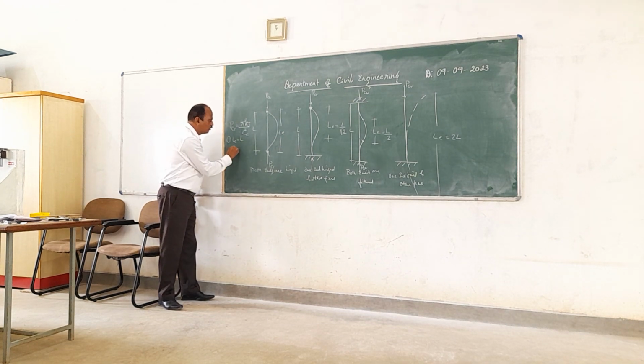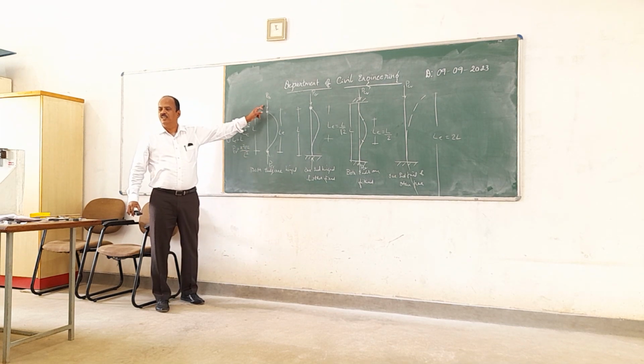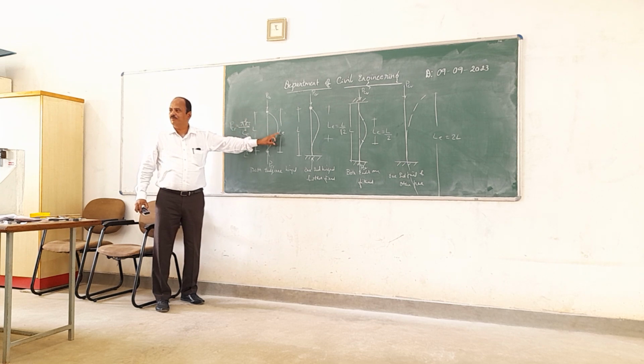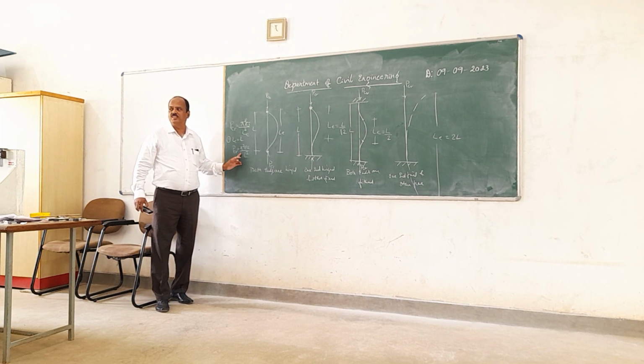Then what's the expression you are going to get? PCR is equal to pi square EI by L square. When both ends are hinged, if you substitute L effective equal to the actual length, because the bending moment here is 0 and here is 0, then we are going to get the crippling load, which is given by pi square EI by L square.